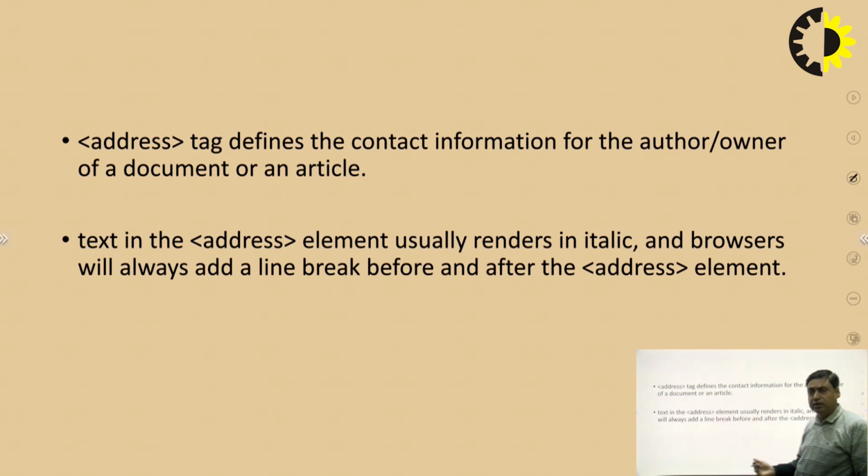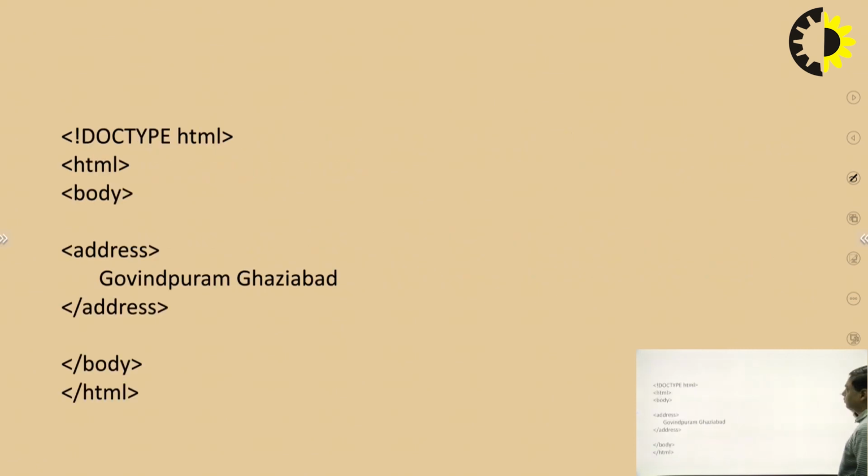Next is the address tag. If you want to display some home address or workplace address, then we can use the address tag. Whenever we are using a different tag, its display format will be different. So the address tag defines the contact information. Whenever you want to display the author or website owner information, then we can use this address tag. It is an example like an address in Ghaziabad. We know it is an address, so it should be displayed in a different way. So we are using the address tag.